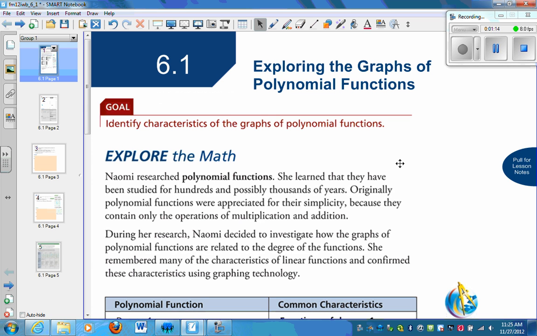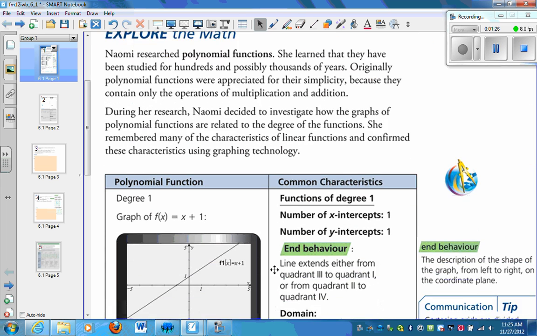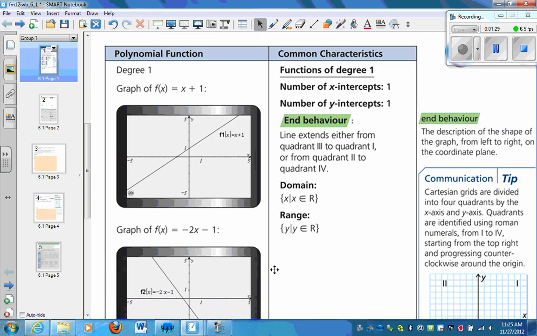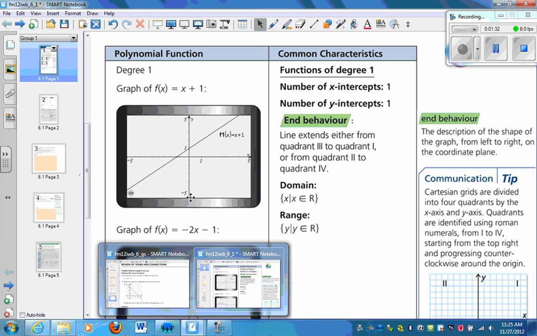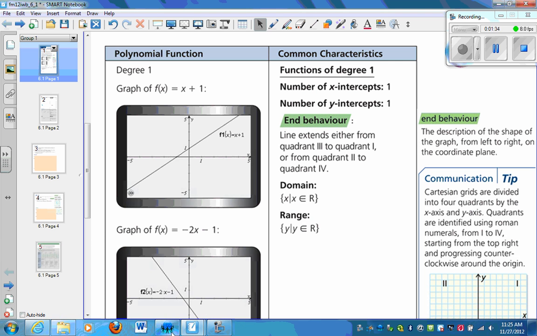What else do we want to know? We remembered that there are characteristics, okay? So the first type of polynomial function we're going to look at is a constant. We're actually going to do one before that here, okay?